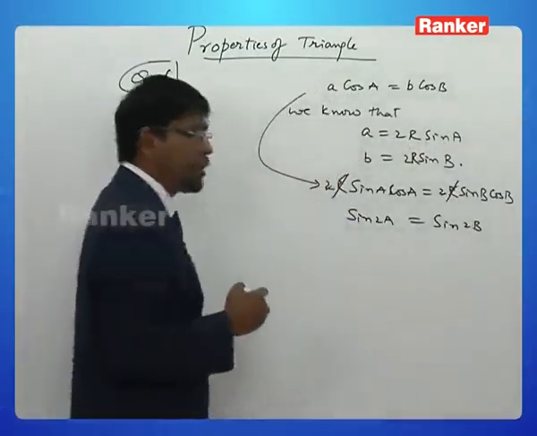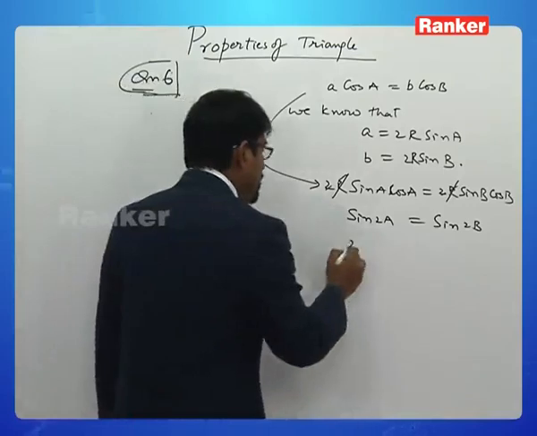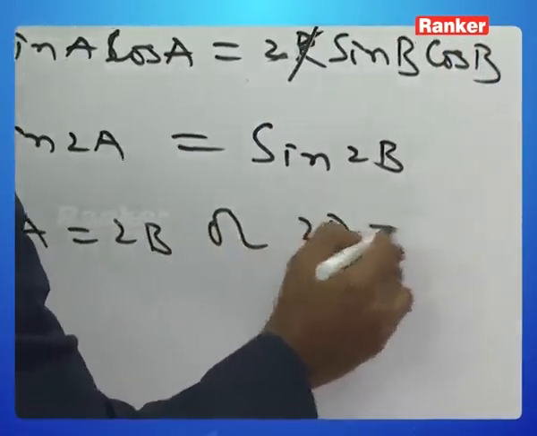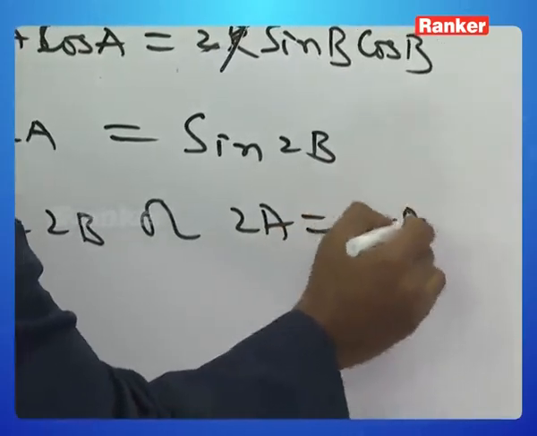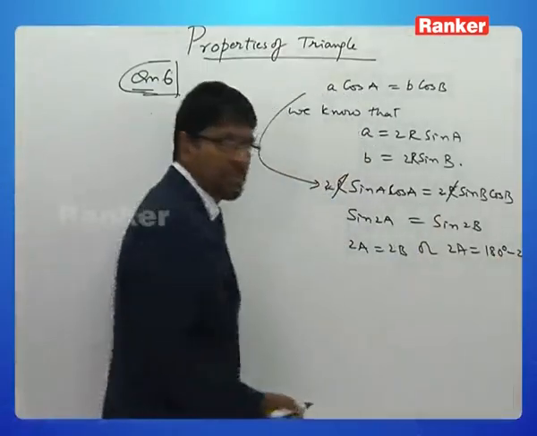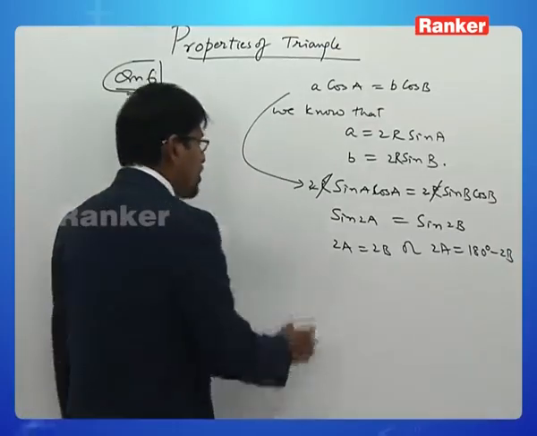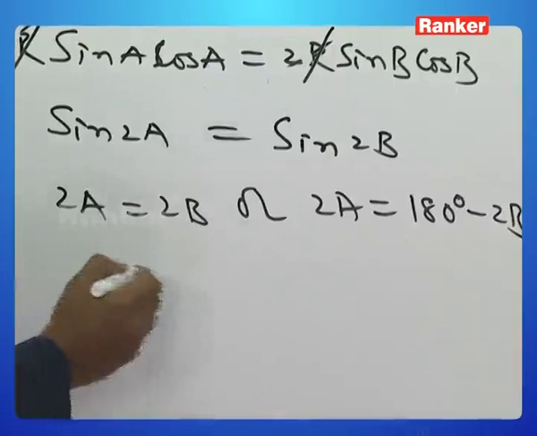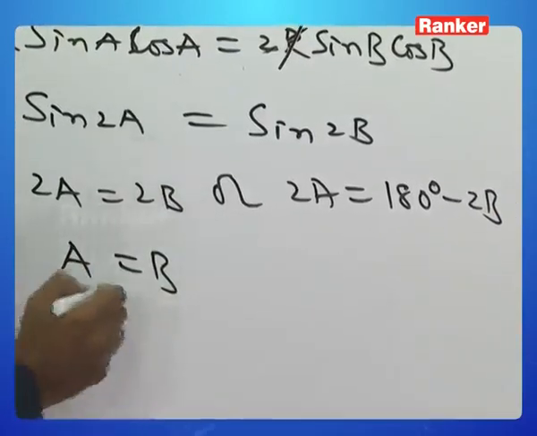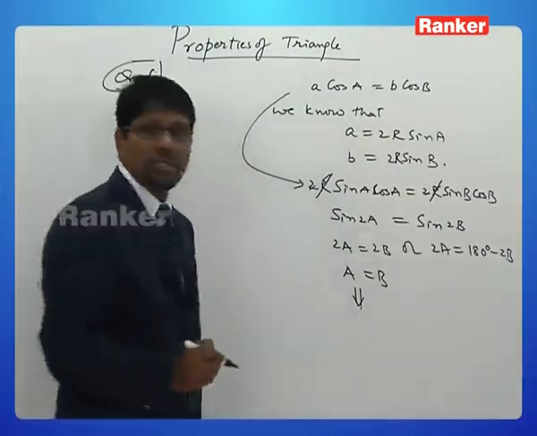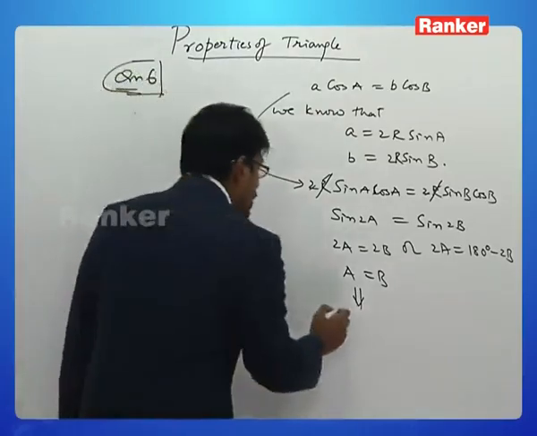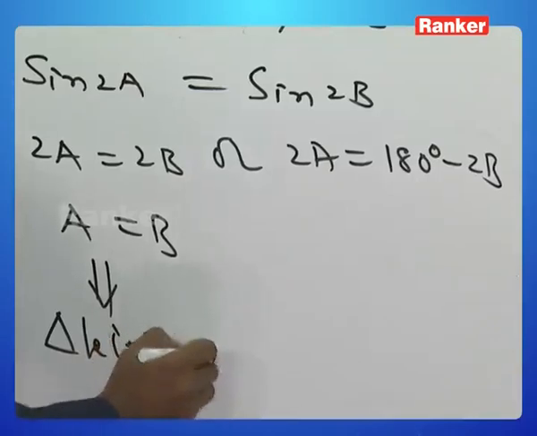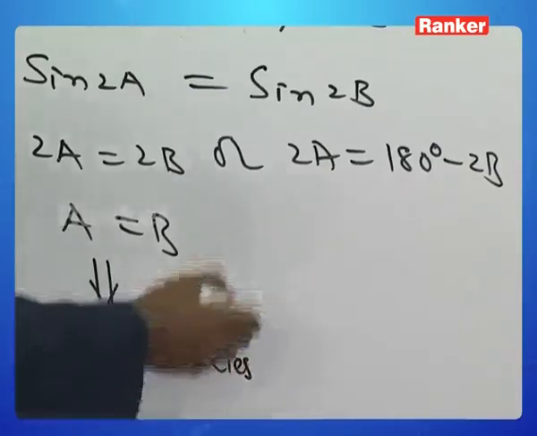A and B are angles in a triangle. What could have happened? 2A is equal to 2B, or 2A is equal to 180 minus 2B. These are the two possibilities. So A is equal to B is what you can get, which would imply that the triangle is isosceles. Two of the angles are equal, the triangle will be isosceles.